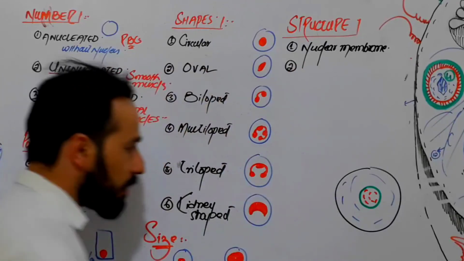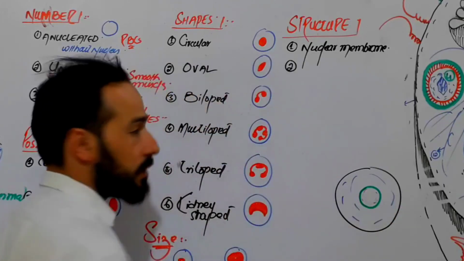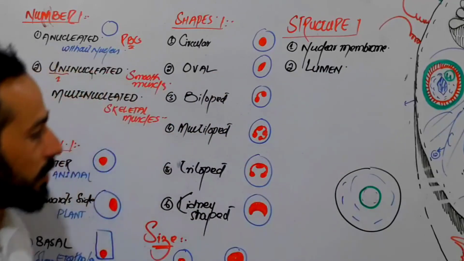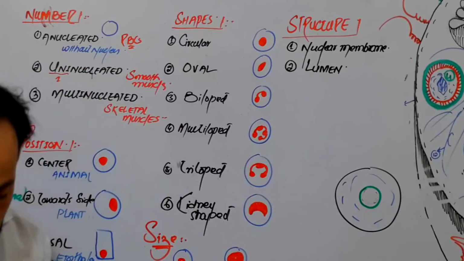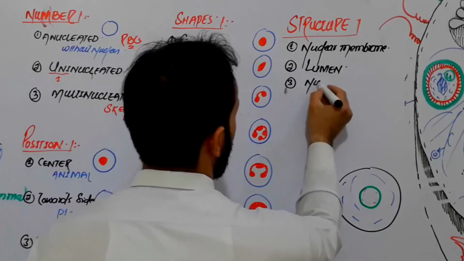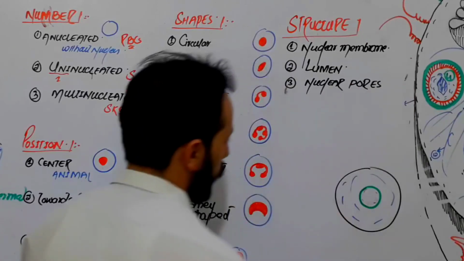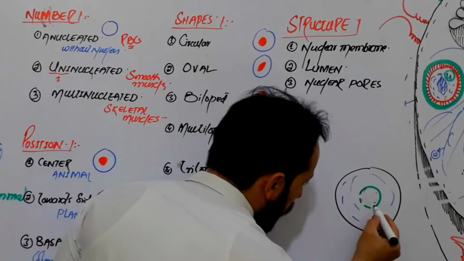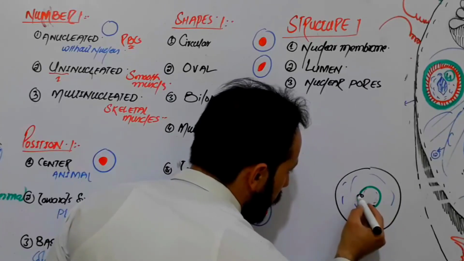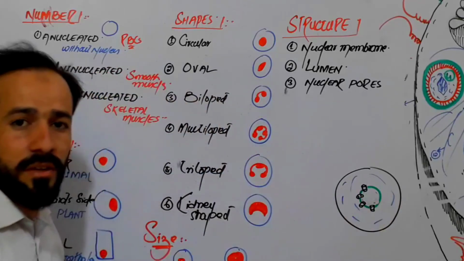The second thing that a nucleus will have is this inner space, and this is called the lumen, right? We will see what structures are found in the lumen of this nucleus. Then number 3, there can be nuclear pores. And what are these nuclear pores? In the nuclear membrane, there are certain small pores through which exchange of materials occurs between nucleus and the cytoplasm, right? These are called the nuclear pores, and we will discuss these.